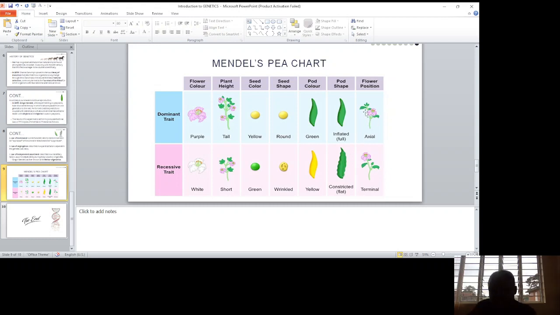And the last thing is the flower position. In the dominant trait it is axial, and in the recessive trait it is terminal. Basically, when it comes to the ratio of representation between the dominant and the recessive trait, it is usually a ratio of 3:1.